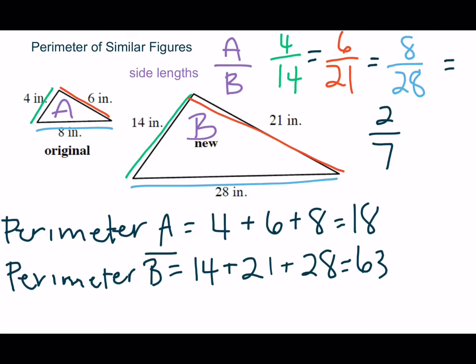So if I put just a little fraction bar over that, the perimeter of A over the perimeter of B, that's going to be 18/63. If I take that and simplify the fraction, 9 goes into both of these, 9 goes into 18 twice, 9 goes into 63 7 times. What you should notice then is that the ratio of the side lengths and the ratio of the perimeters are equal to each other.